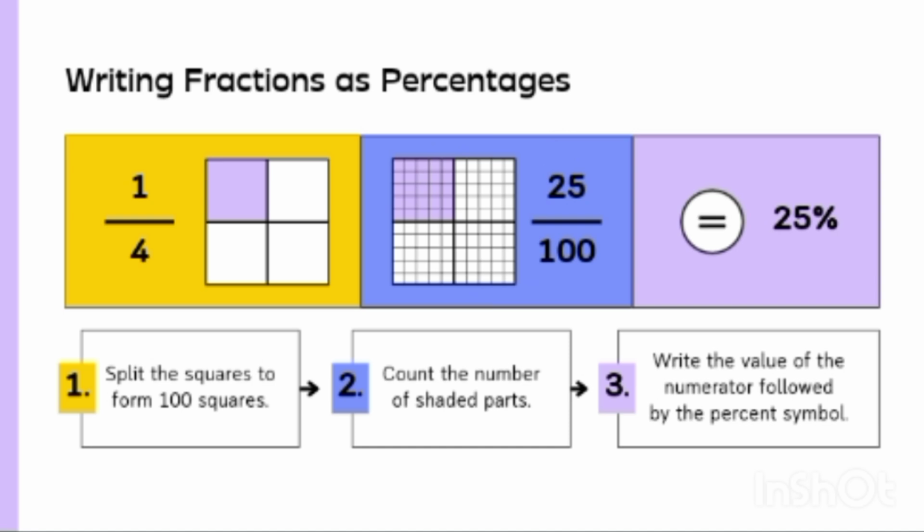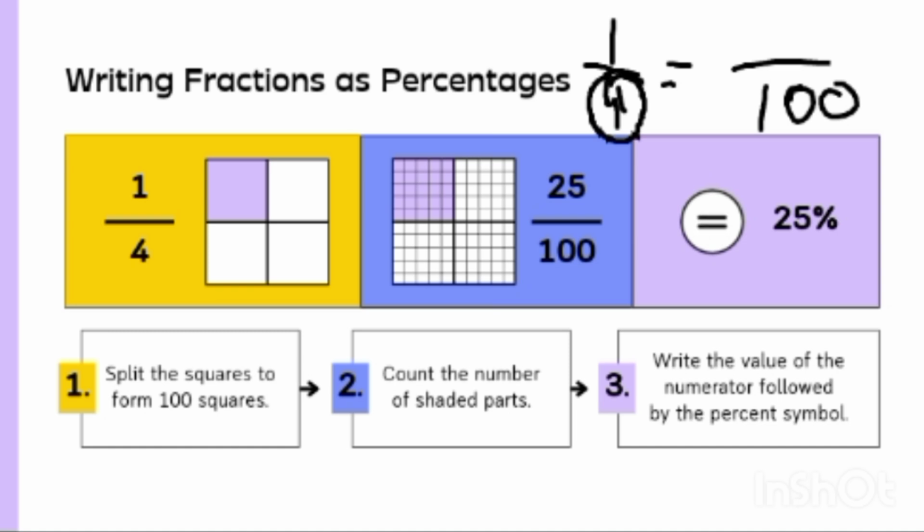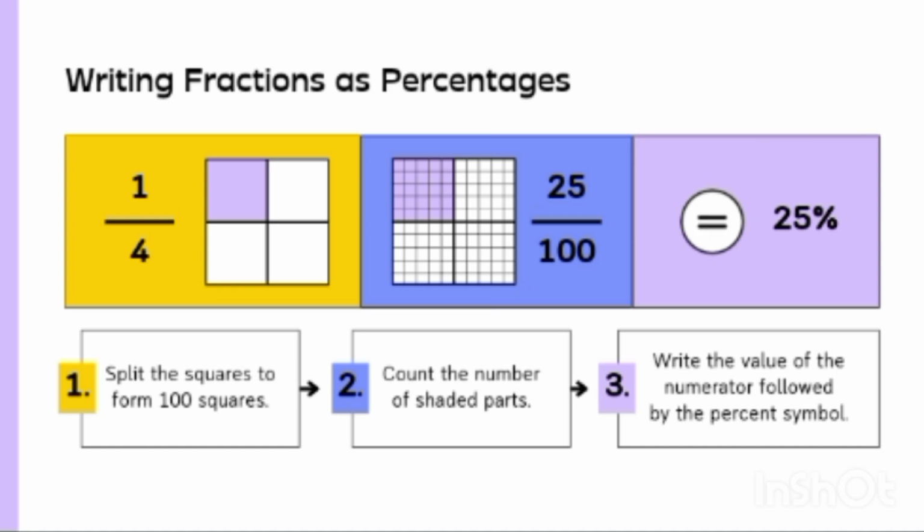Now let me give you an easy way. If you have 1 by 4 and you want to find the equivalent of 1 by 4 with a denominator of 100, see what you need to multiply with 4 to get 100. The equation is something like this.